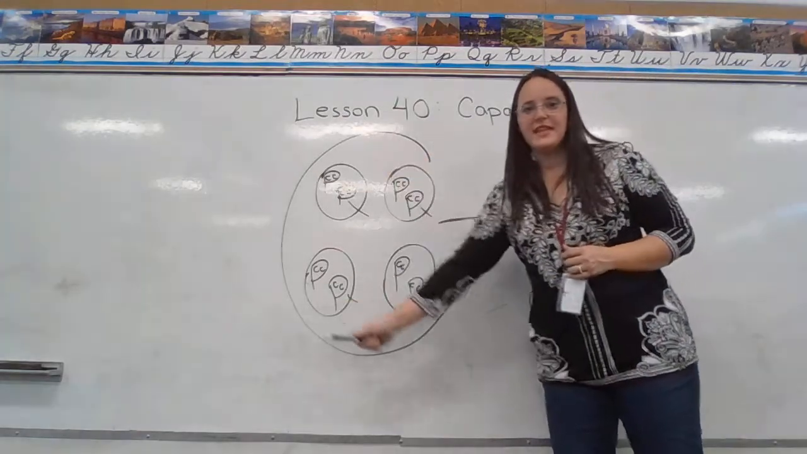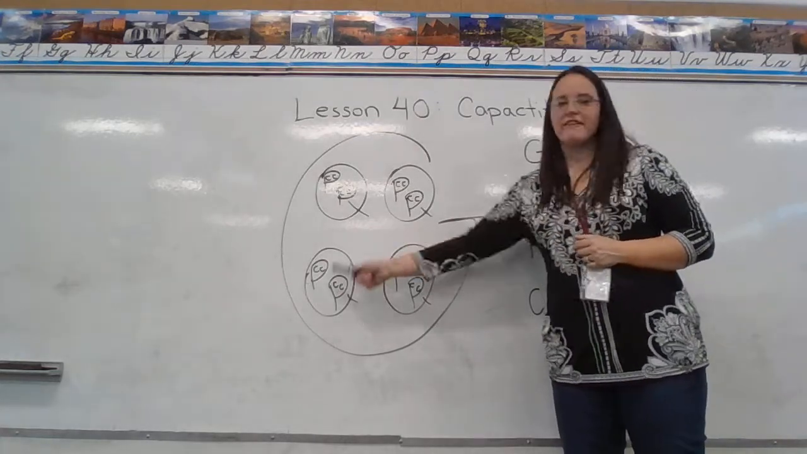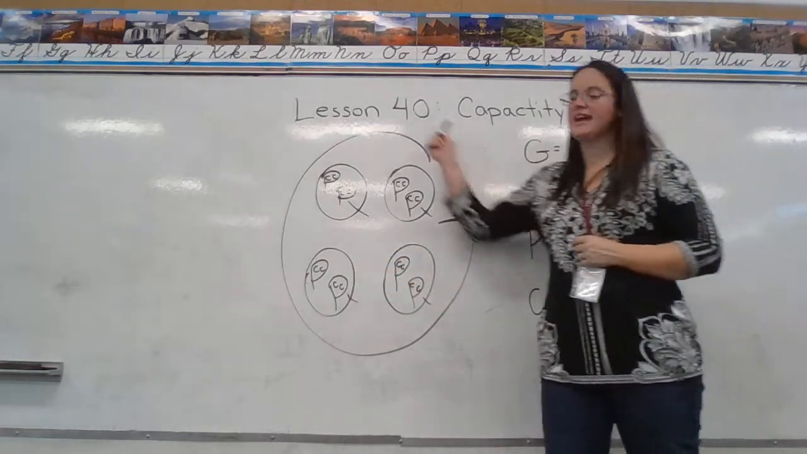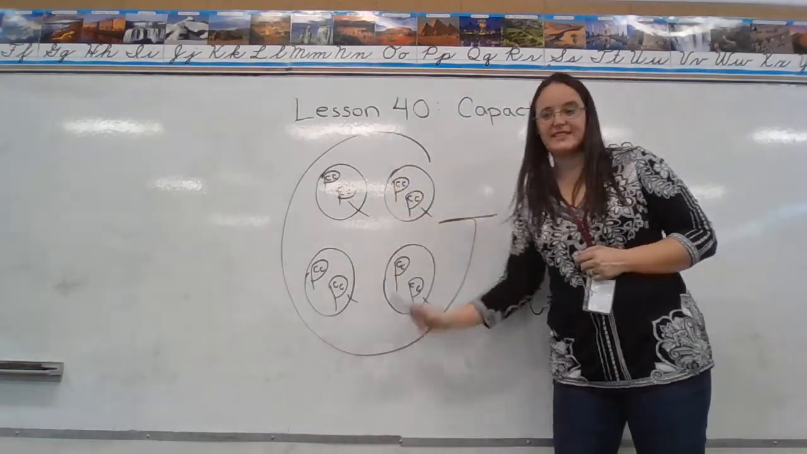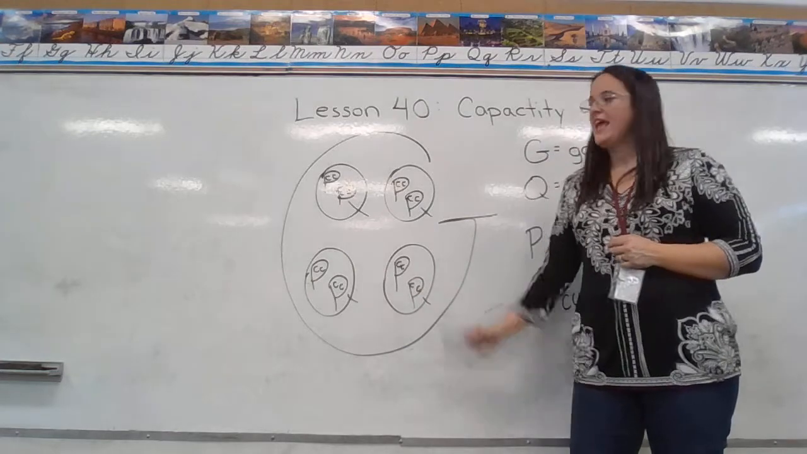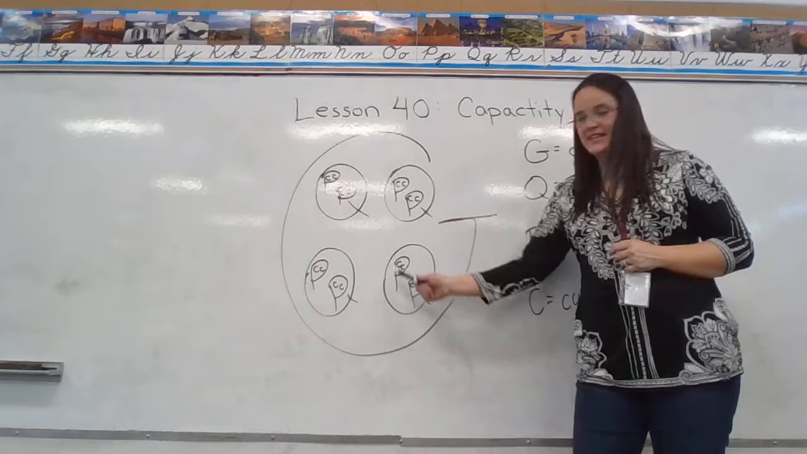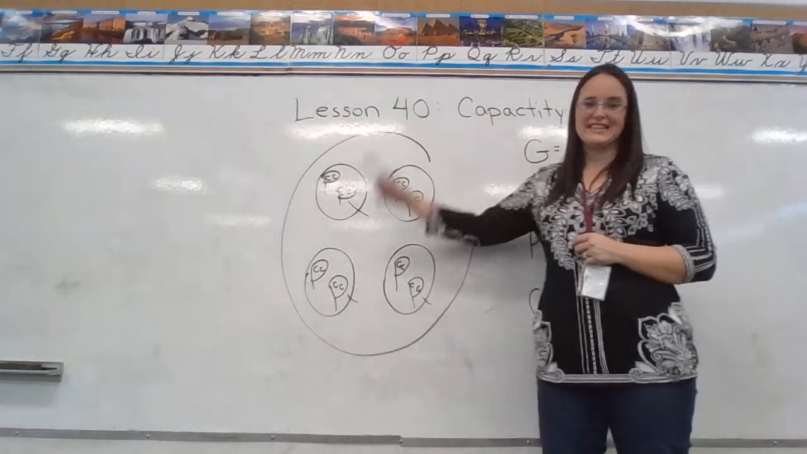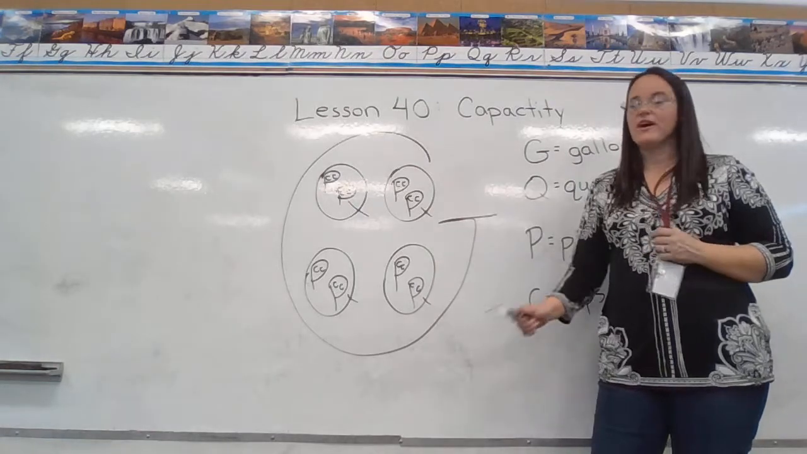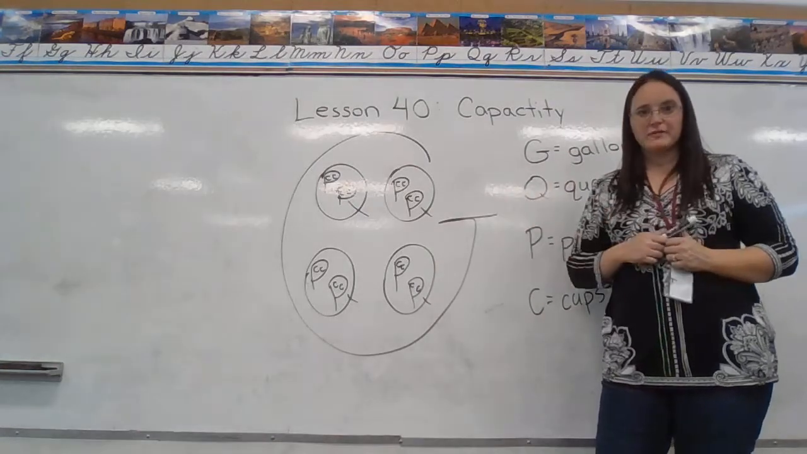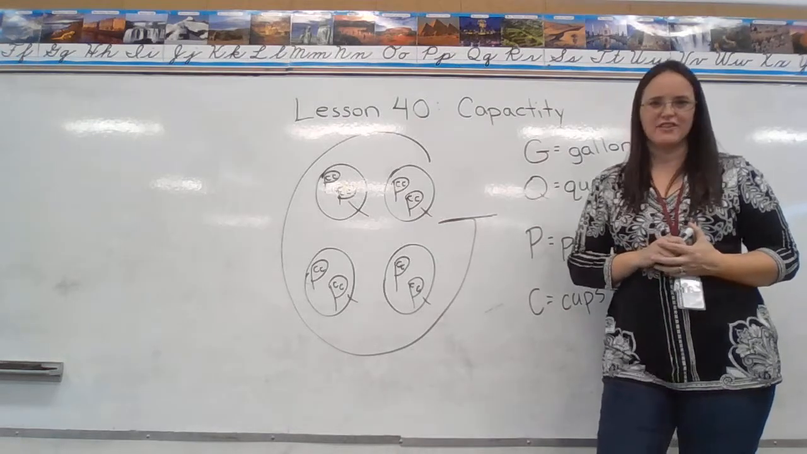You can use this picture to remember that inside 1 gallon, we have 4 quarts. Inside 1 gallon, we have 8 pints. There's 8 P's in here. Inside 1 gallon, we have 16 cups. There are 16 C's in this gallon. And this picture will help you to make conversions. So go ahead, pause the video, draw the picture, and then when you come back, we're going to do a couple questions together.